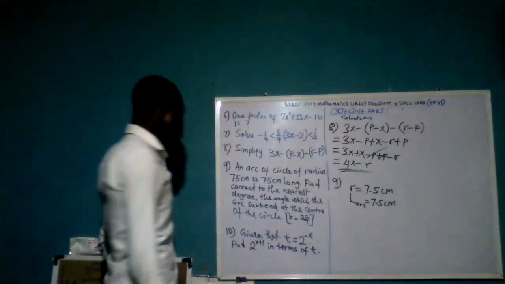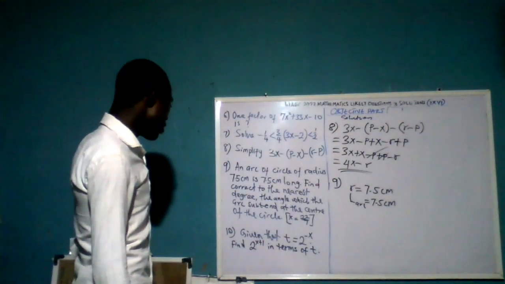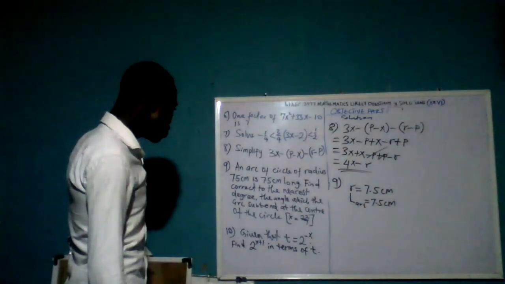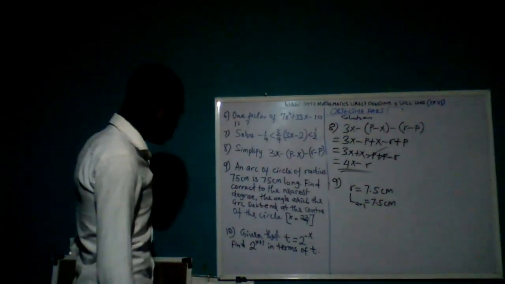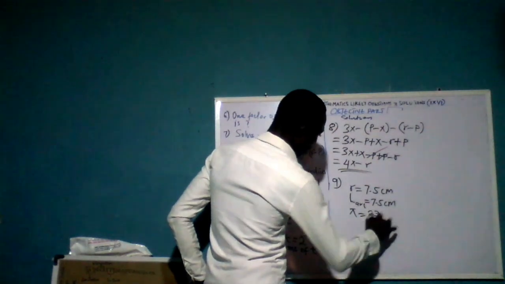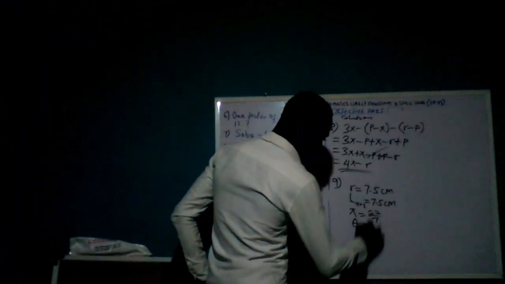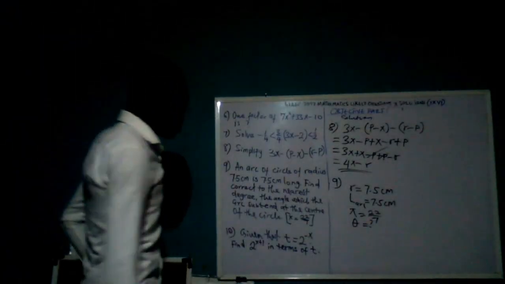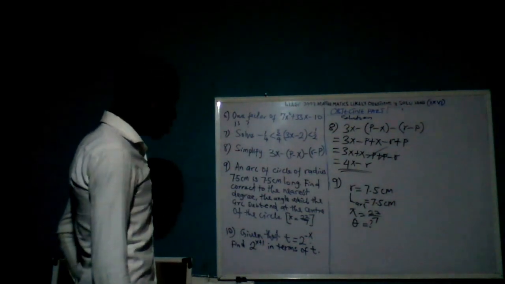Now we are asked to find, correct to the nearest degree, the angle which the arc suspended at the center of the circle, given pi to be equal to 22 all over 7. Okay, pi is given to us to be equal to 22 all over 7. Then we have to find theta. Theta is the angle suspended by the arc at the center of the circle. Now, how do we go about it?